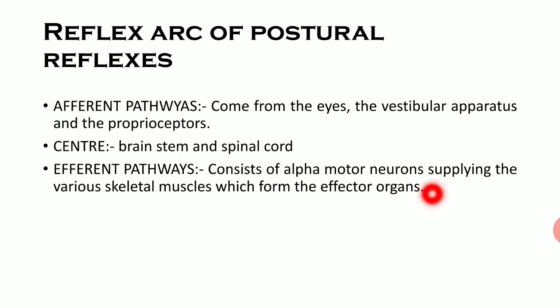Now what is the reflex pathway or reflex arc of postural reflexes? So the afferent pathway comes from eyes, vestibular apparatus and proprioceptors. The center of this reflex is the brainstem and spinal cord. The efferent pathway consists of alpha motor neurons supplying the various skeletal muscles which form the effector organ.